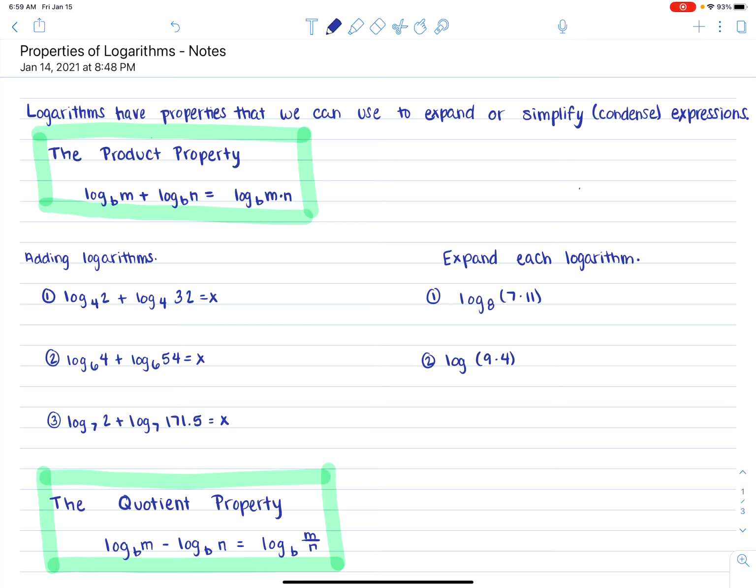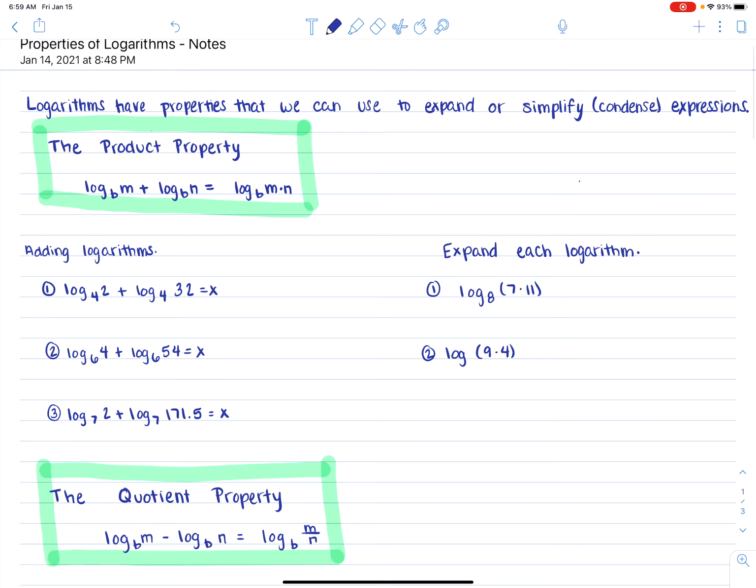All right. So the first property says that if you have log base b of m plus log base b of n, then that really means that you have the log base b of m times n. So if you have the same base and you're showing addition in between the logs, then you can put those numbers together as multiplication.